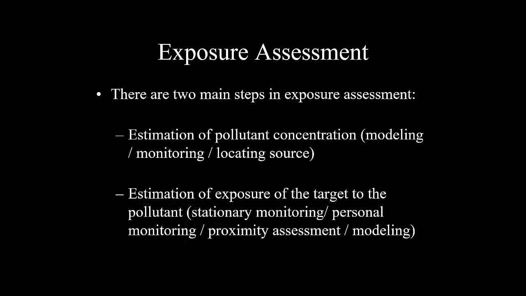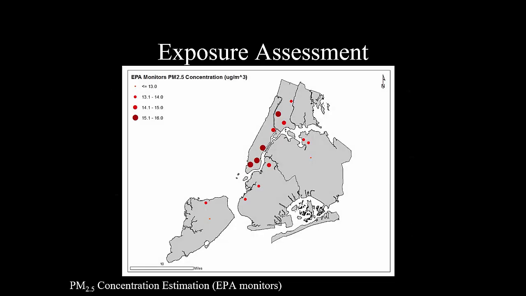There are two main steps in exposure assessment. Estimation of the pollutant concentration, which often is done through modeling, monitoring, or simply locating the source, and estimation of exposure of the target to the pollutant. This is often done with stationary monitoring, personal monitoring, proximity assessment, and other modeling techniques. These next few slides show some ways that exposure can be estimated.